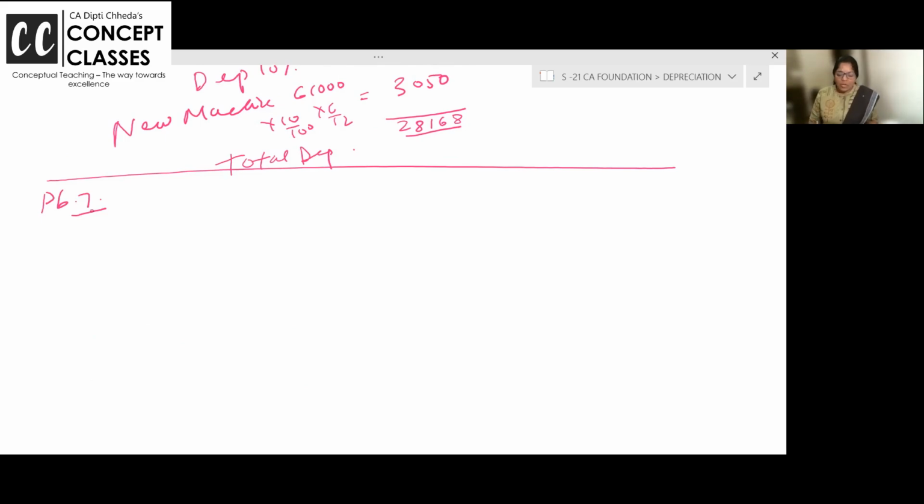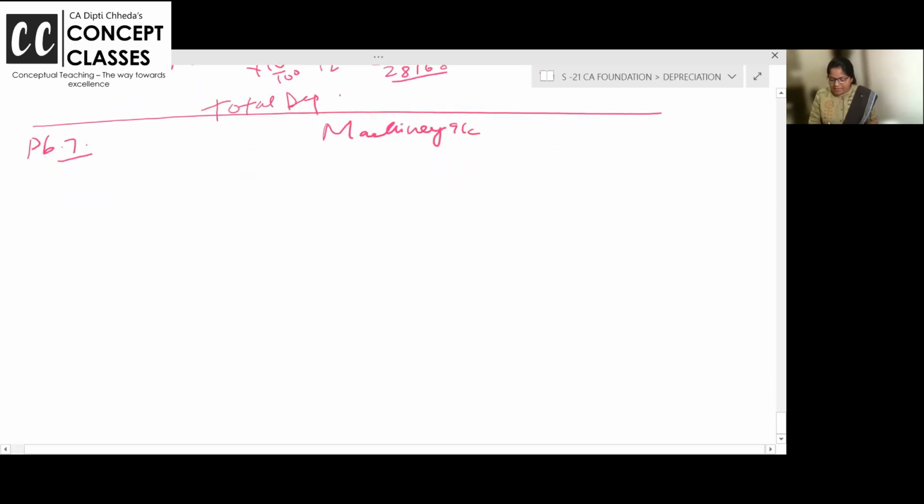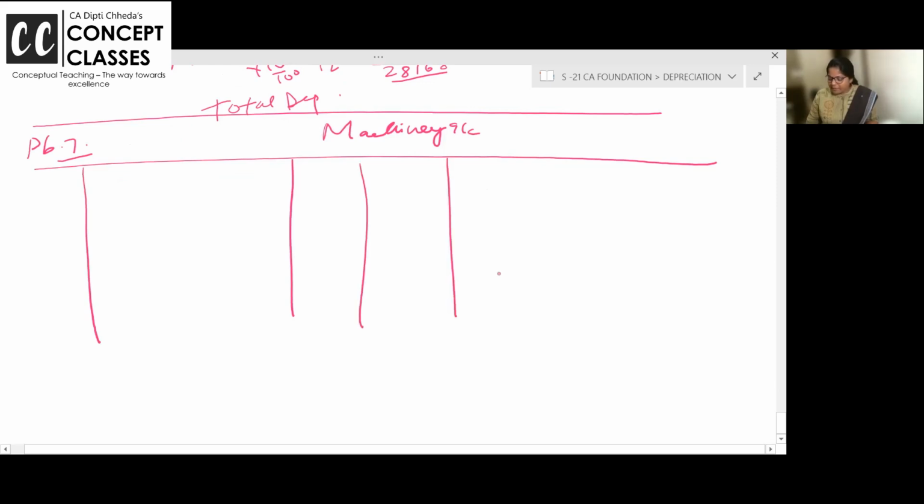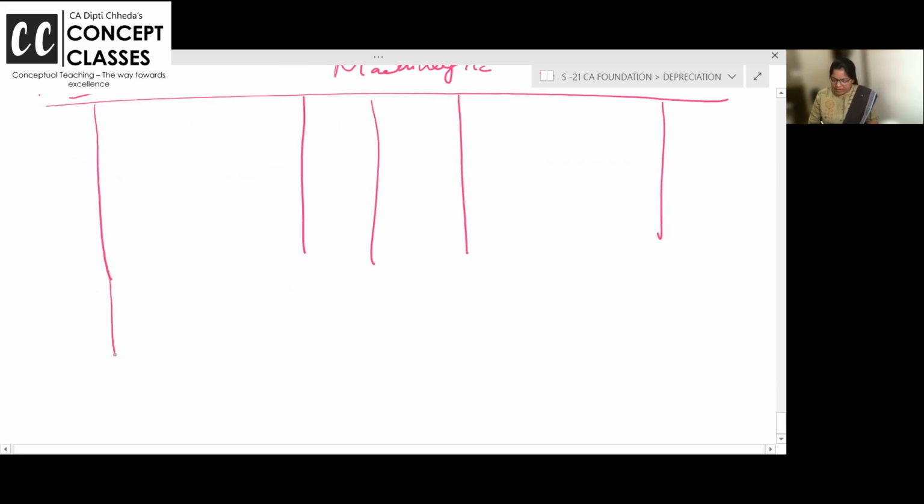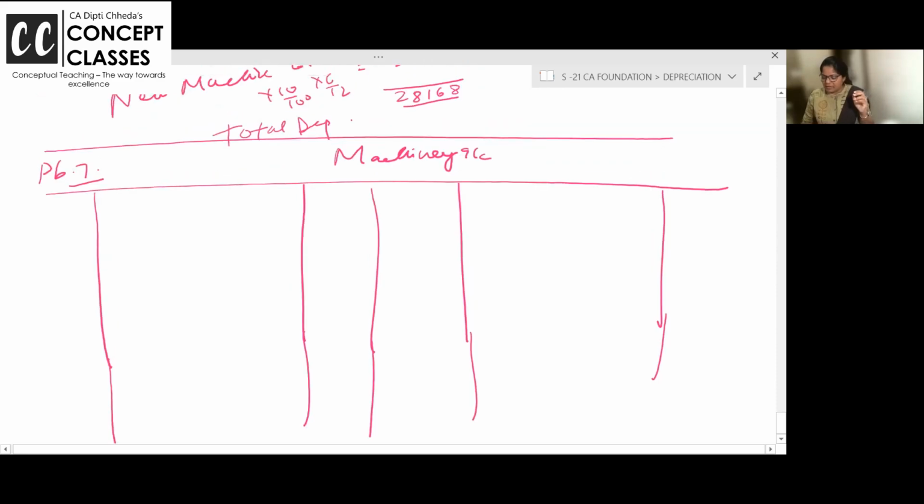Only the machinery account we will prepare. The depreciation account you prepare only if they ask in the exam. Otherwise, date, particulars, amount, you prepare only for the machinery account. The depreciation account, I hope, is very easy. On the debit side, to machine, on the credit side, by P&L. And done.